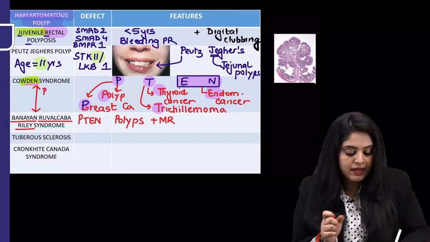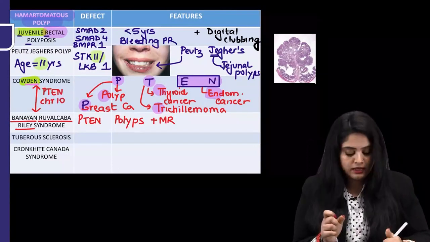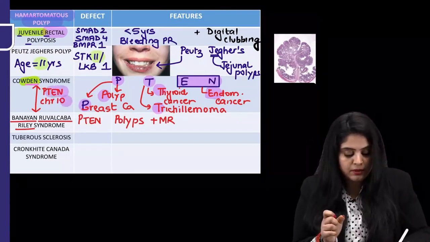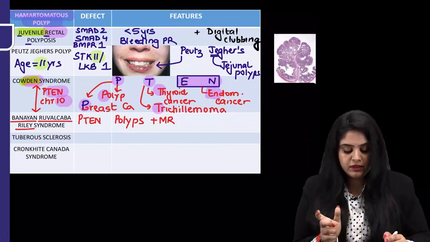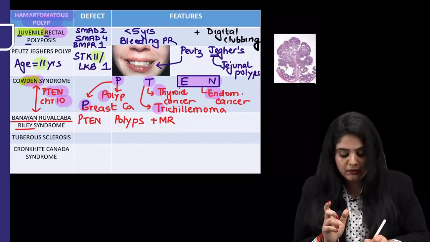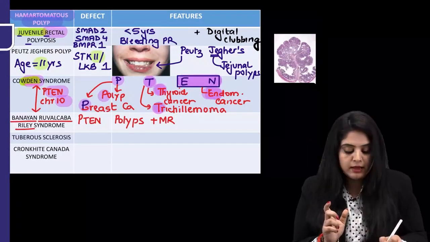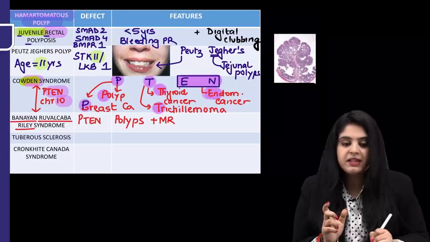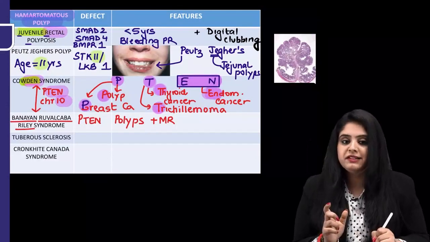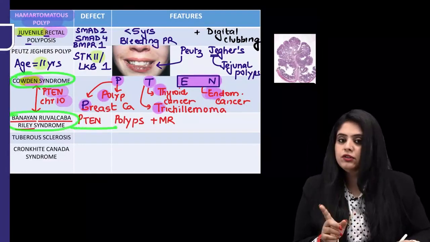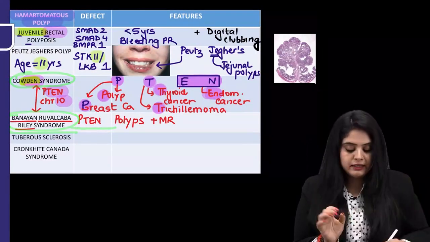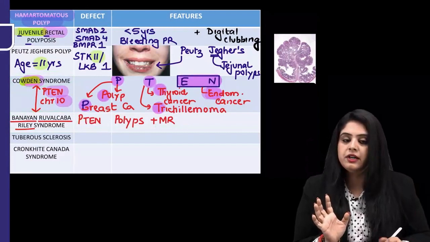So please remember the rhyme first, P10, chromosome number 10, Cowden. That is 10, 10, den. And what are the tumors in it? The tumors are going to be P10. So N, again endometrial cancer, T for thyroid cancer and tricholemmomas, P for polyps, and P changed to B, that is going to be breast cancer. So this is what you have for Cowden. For Bannayan-Ruvalcaba also it is P10, but the name is so mentally exhausting, so the patient also has mental retardation.